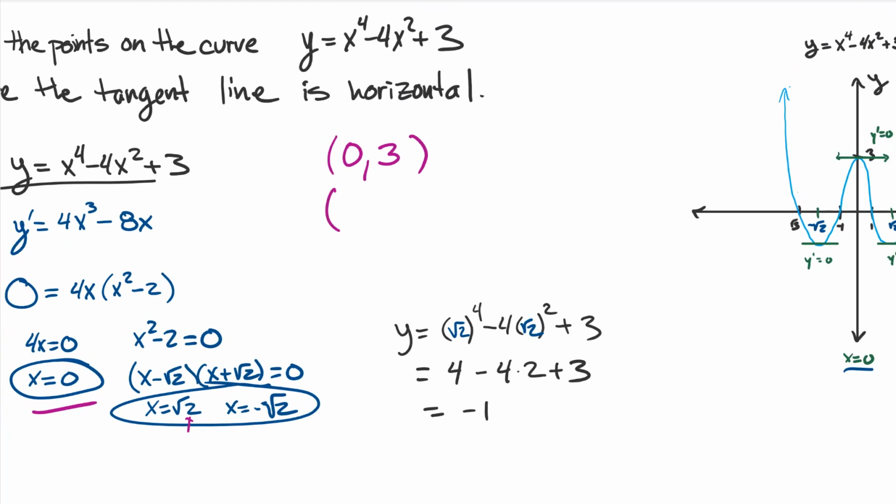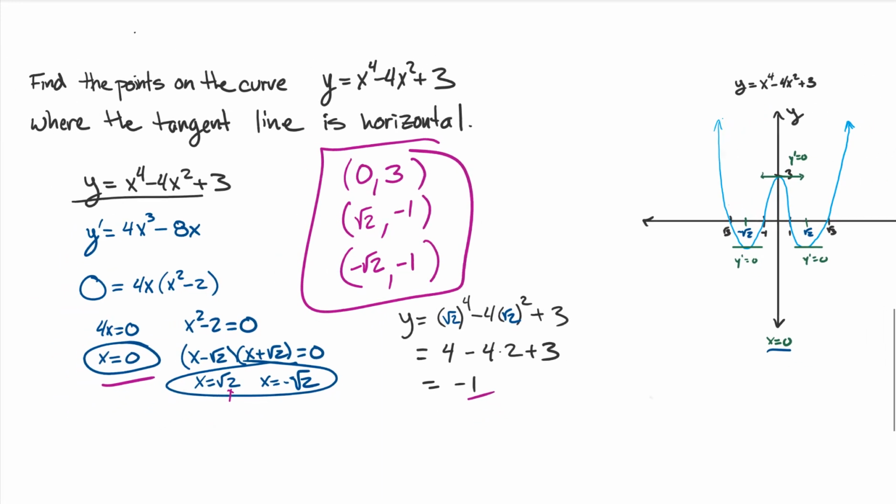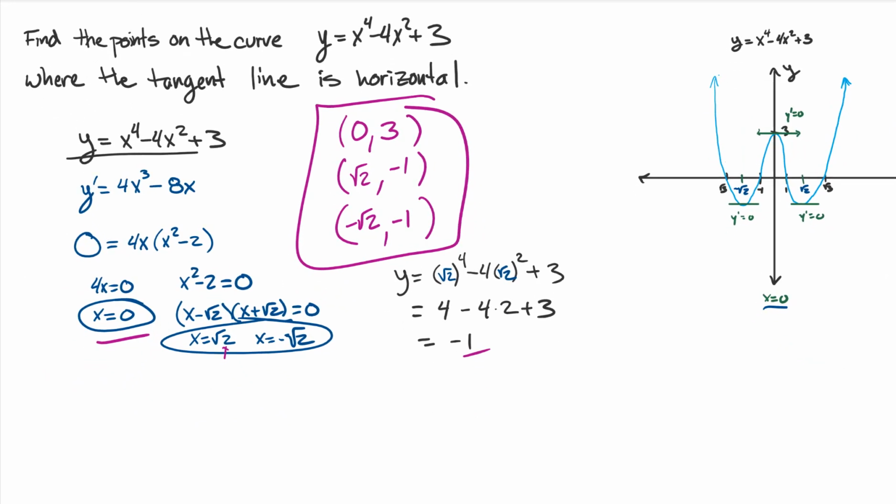We made it. So now we can write down our two other solutions, root 2 and negative root 2, and both those same y values will be negative 1. There we go. So slope of the tangent line equaling 0, or horizontal. Yeah, that's how we do it, and that's how you get your points.